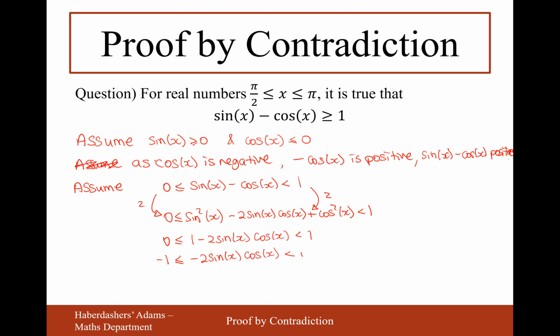And that's in between 0. Something I'd like to do as well is times both sides by minus 1. Now when you times by minus 1, you actually flip over all of the inequalities. So it'd be 2 sine x cos x, which is positive. So therefore, 2 sine x cos x is positive.